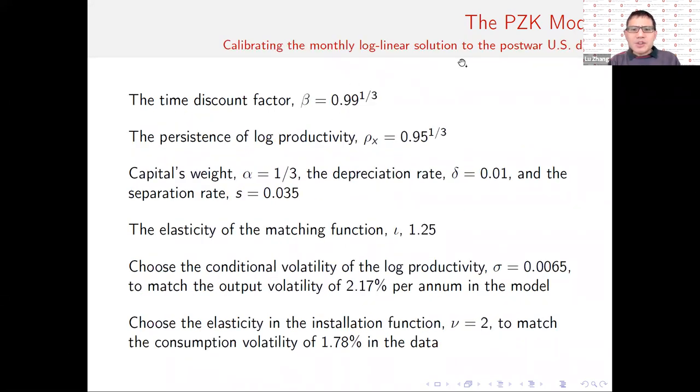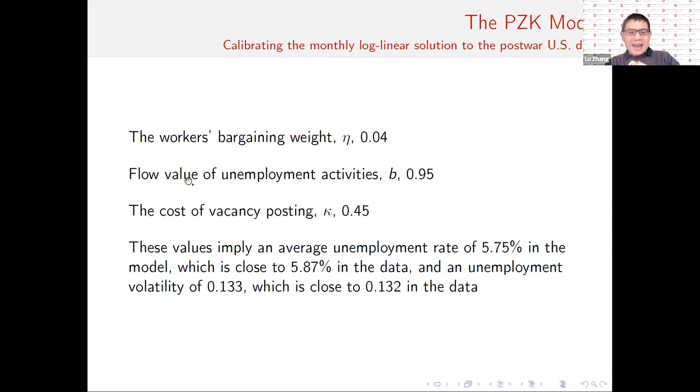All right, so calibration. We calibrate to mimic the standard practice in the macro labor literature. We calibrate the monthly log-linear solution to the post-war US data. I won't go through the details because the point of the paper is really computational. I just want to highlight the flow value of unemployment activities, B equals 0.95.